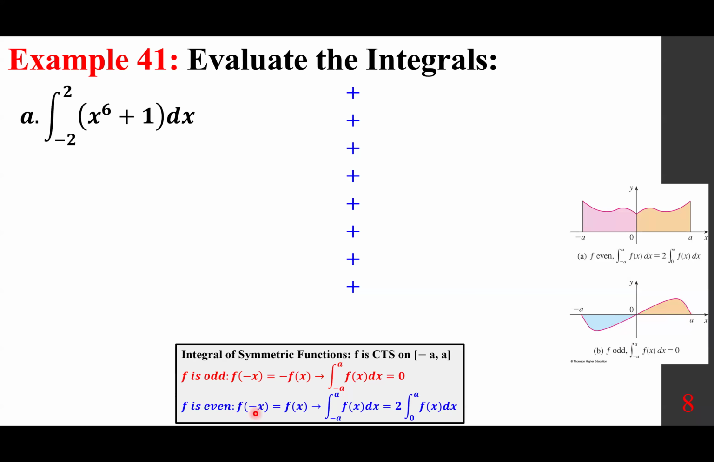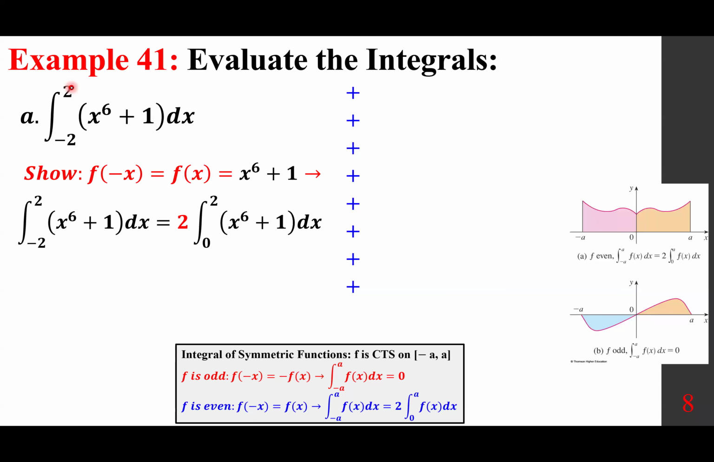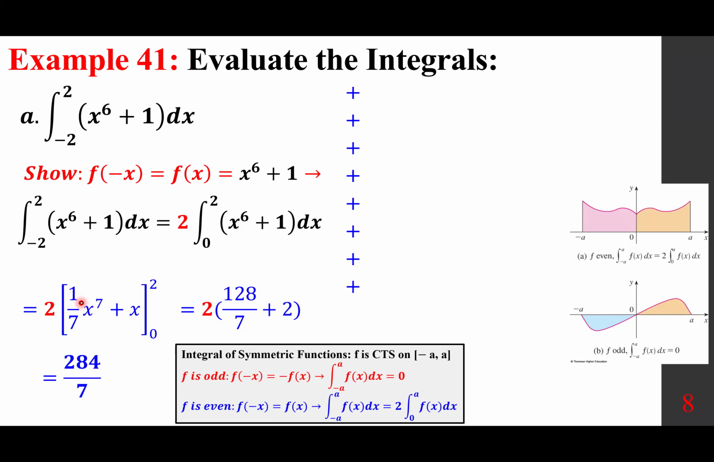On the other hand, if it's even, f of minus x equals f of x, like this one, then the integral from minus a to a is 2 times the integral from 0 to a of f of x dx. So whatever this one is, times 2. One might say, so what's the big deal? Normally, when one of the limits is 0, it's a lot easier to calculate. This is an even function because if you replace the x with minus x, nothing changes. So instead of evaluating from negative 2 to 2, we're going to evaluate from 0 to 2 and multiply it by 2. So that makes it easier. 1 over 7 x to the power of 7 plus x. And again, times 2, plug in, and evaluated, 284 over 7 is the final answer.